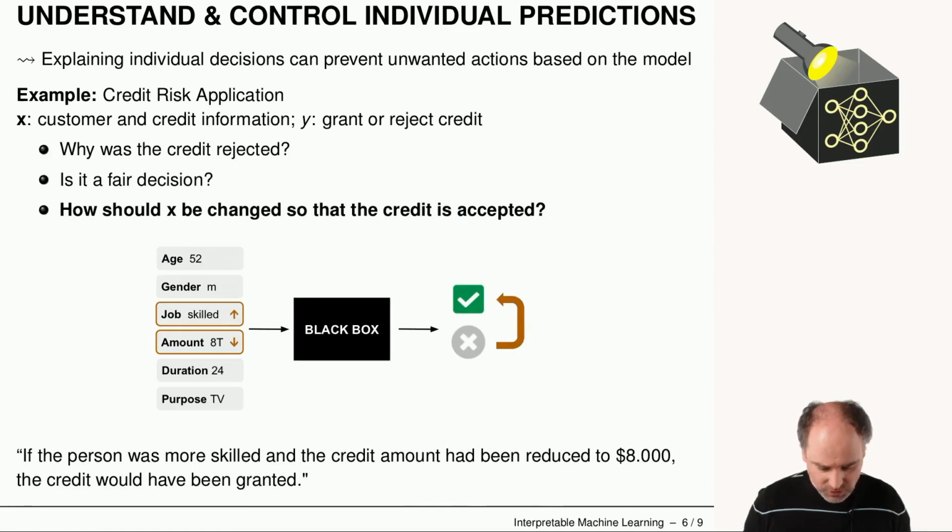So for example, here we might receive something like an explanation: if the person was more skilled and the credit amount had been reduced to a lower amount, then the credit would have been granted. That would maybe directly give you a course of action. You could ask for less and then be more successful. Or you study ten more years, gain a PhD, and then maybe your credit is accepted. Explanations like that we would call counterfactual explanations. We're going to study these in depth in this lecture.